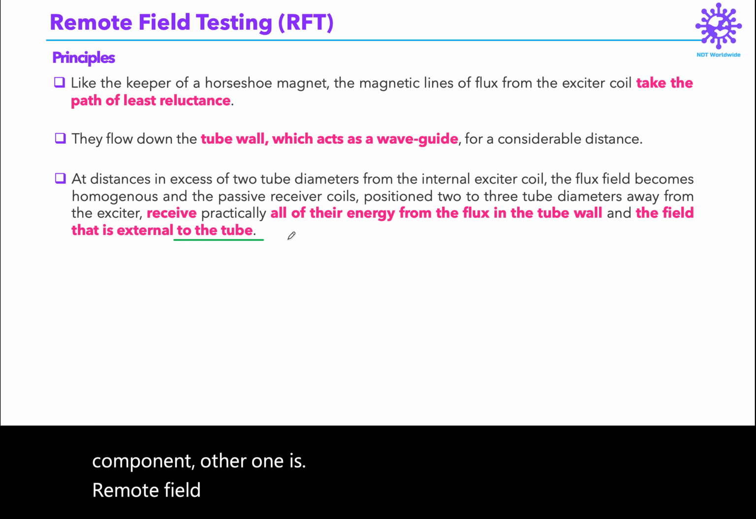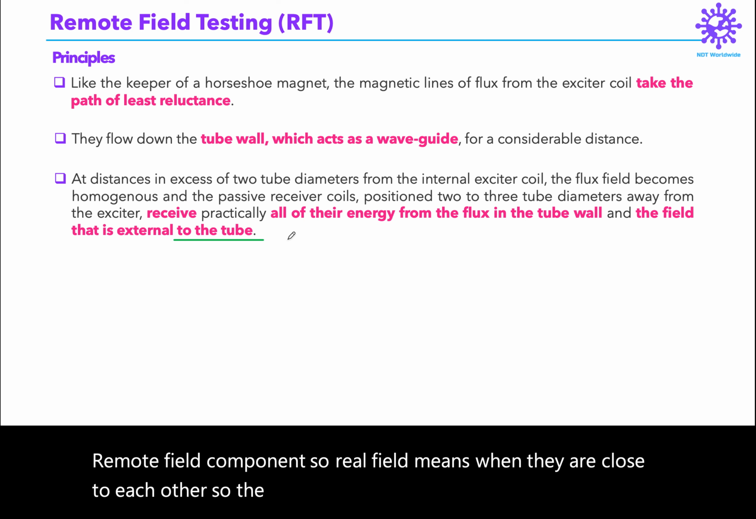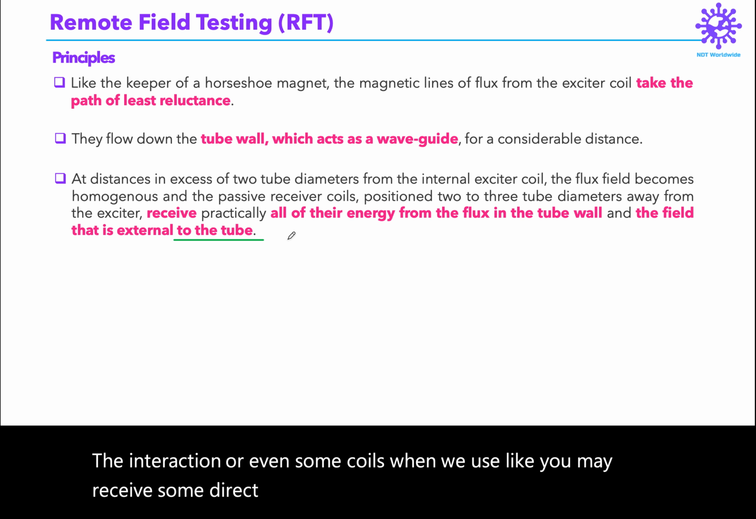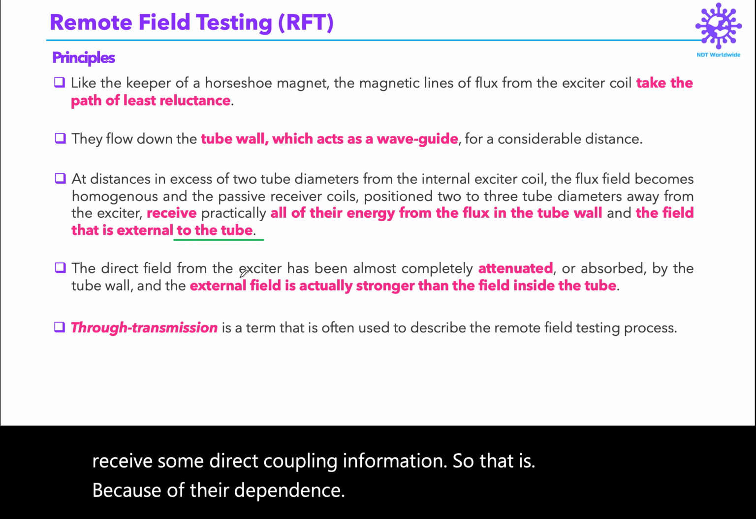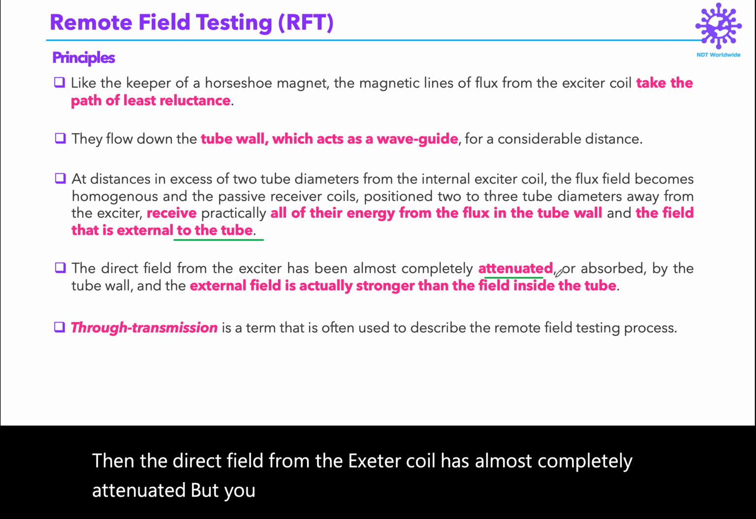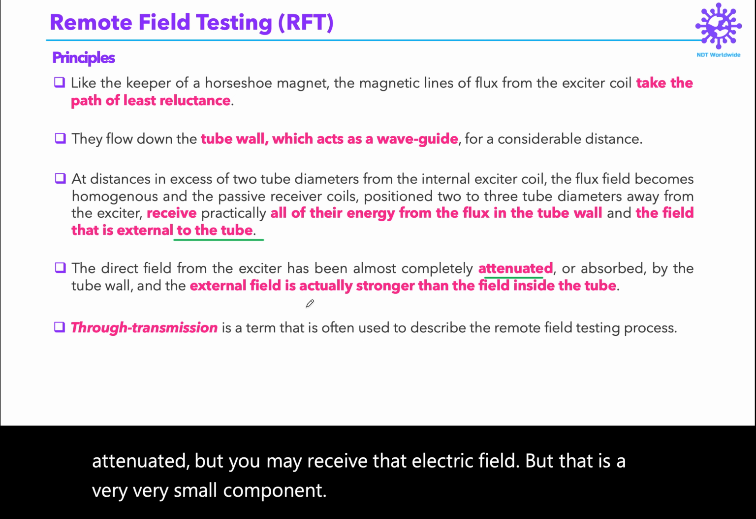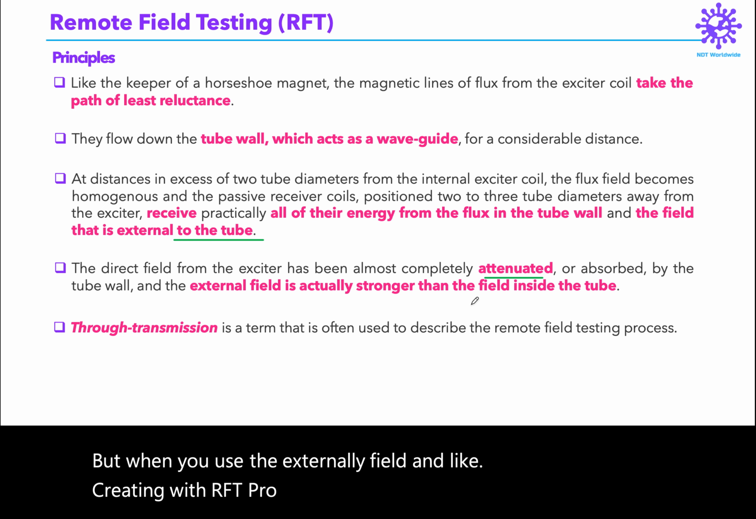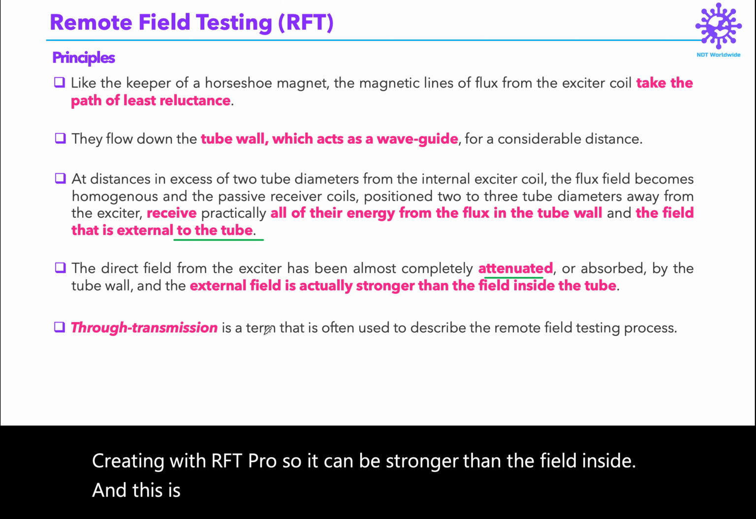The near field means when they are close to each other. With some coils you may receive some direct coupling information, and that is because of the eddy currents. The direct field from the exciter coil is almost completely attenuated, but you may receive that electric field, though it is a very small component. But when you use the external field created with the RFT probe, it can be stronger than the field inside, and this is also called a through transmission technique.